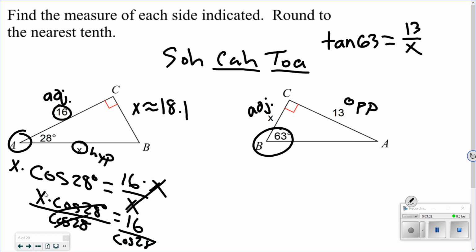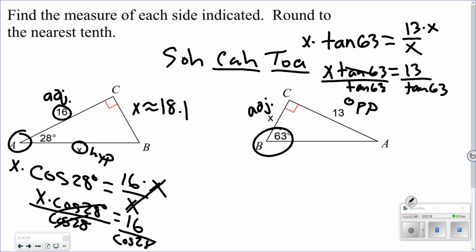Okay, now we're going to solve that. Times by x on both sides. x tangent of 63 equals 13. Divide by the tangent of 63. Again, grab a calculator, plug that in there, it'll do the rest of the work for us. Just a reminder, make sure your calculator is always set to degrees on these problems and not radians. So 13 divided by the tangent of 63. Plug it in our calculator, it comes out to be 6.6.